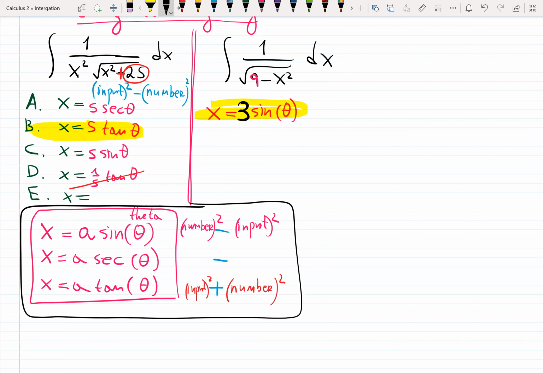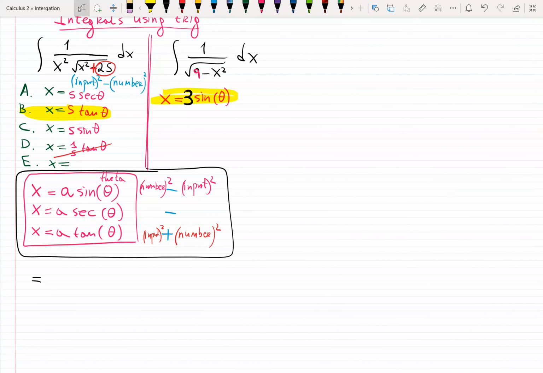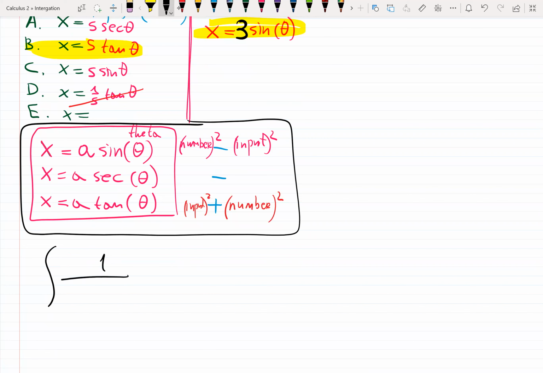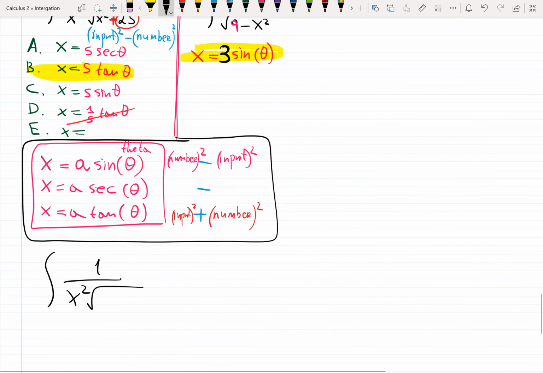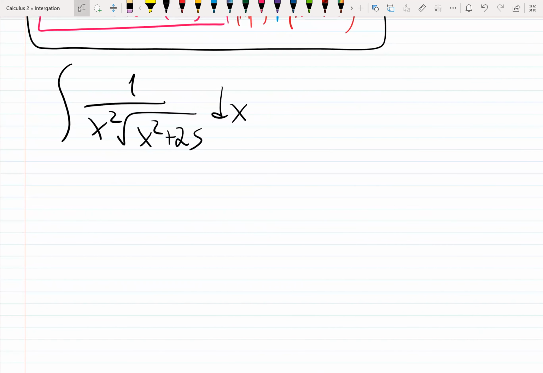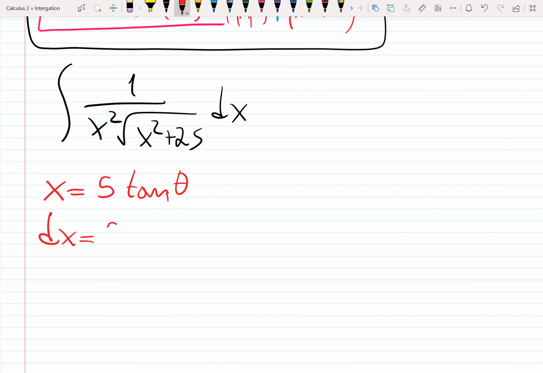This is a table. So the first one I'm plugging in, so let me see. What is the resulting integral? Sometimes they ask that. This is how they do it: integral one over x squared, times the square root of x squared plus 25, dx, like so. Now, x, we already agreed, will be 5 tangent theta. Then dx is, that's when you need to remember derivatives, 5 tangent likes secant so much that it gives 5 secant squared theta d theta, like so.